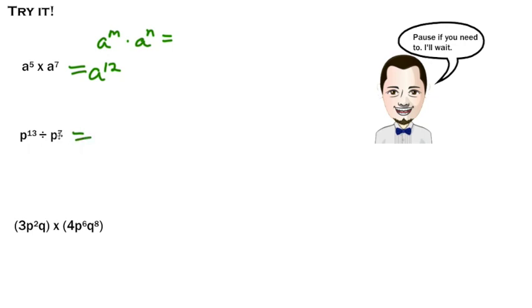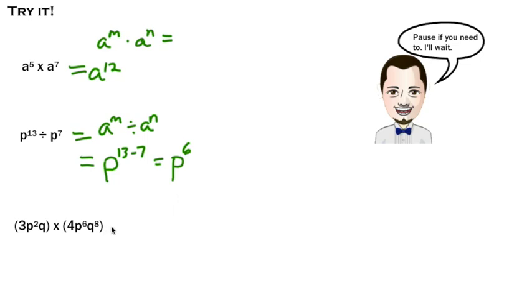Then in our next example, we have p to the 13th divided by p to the 7th. So again, this looks like a to the m divided by a to the n, which means we subtract our exponents. So we're going to get p to the 13 minus 7 equals p to the 6th.